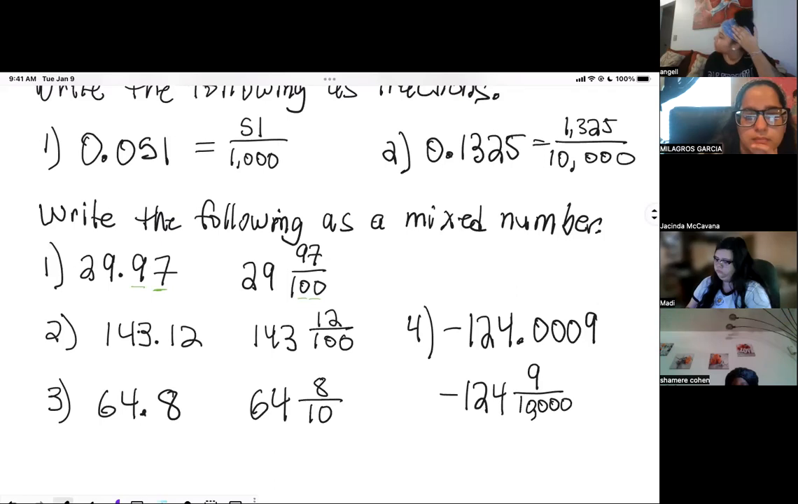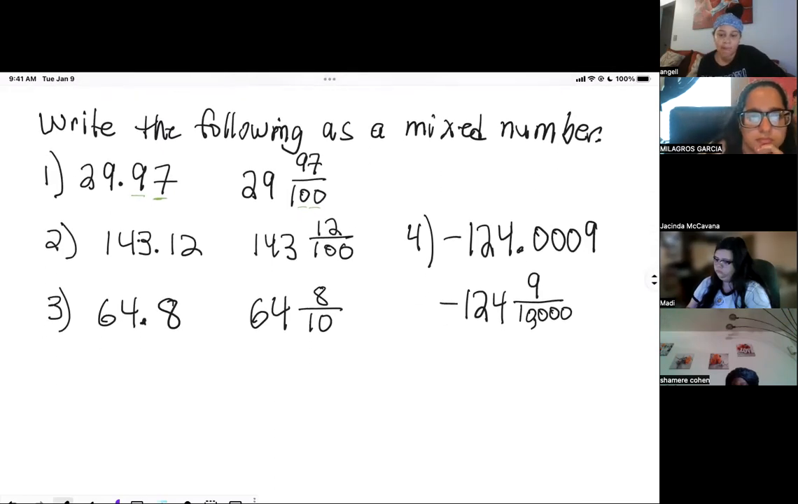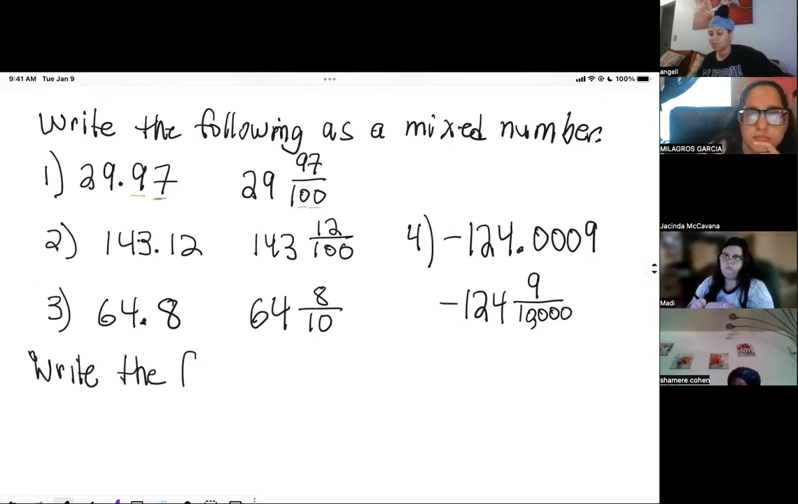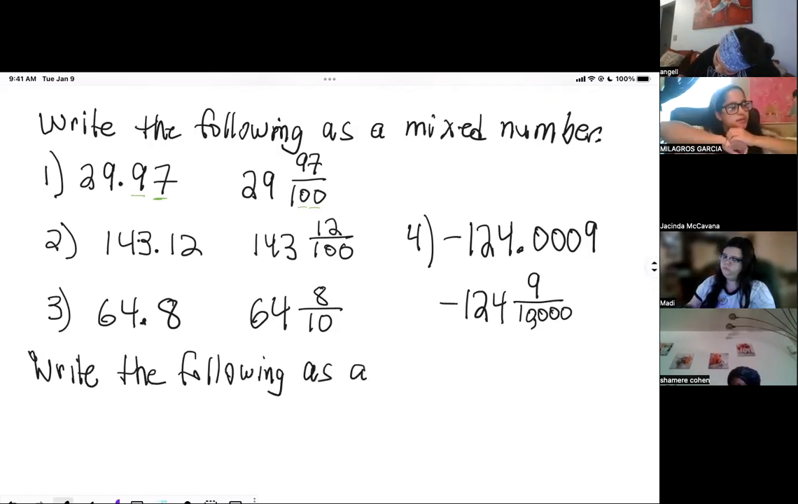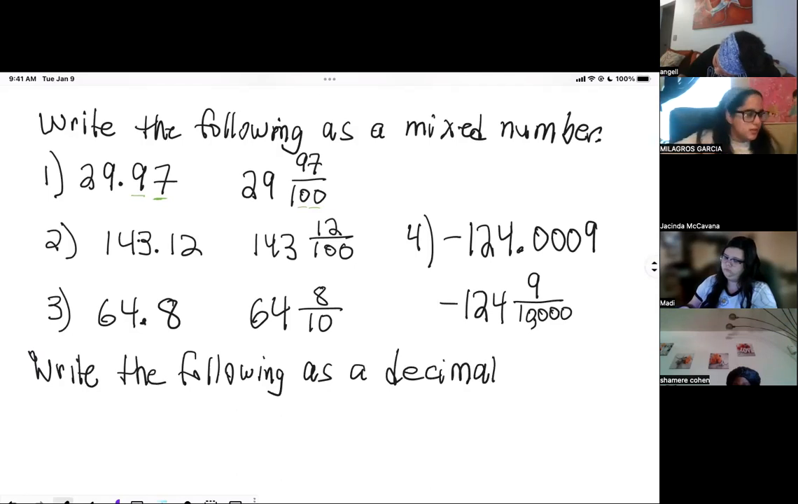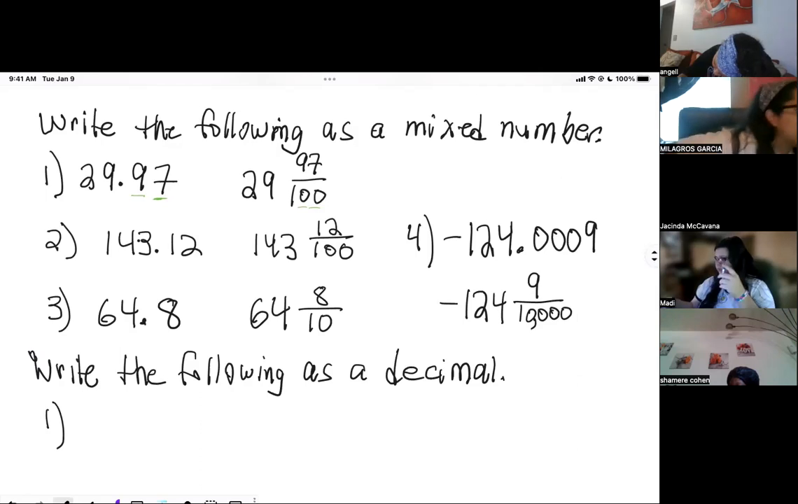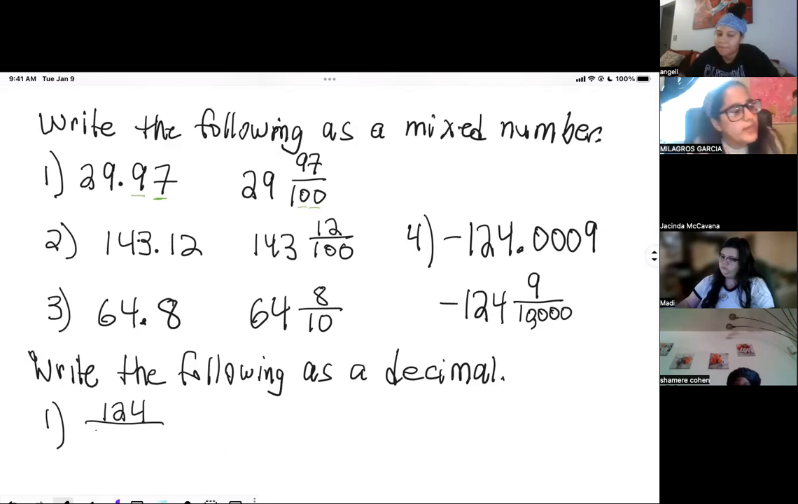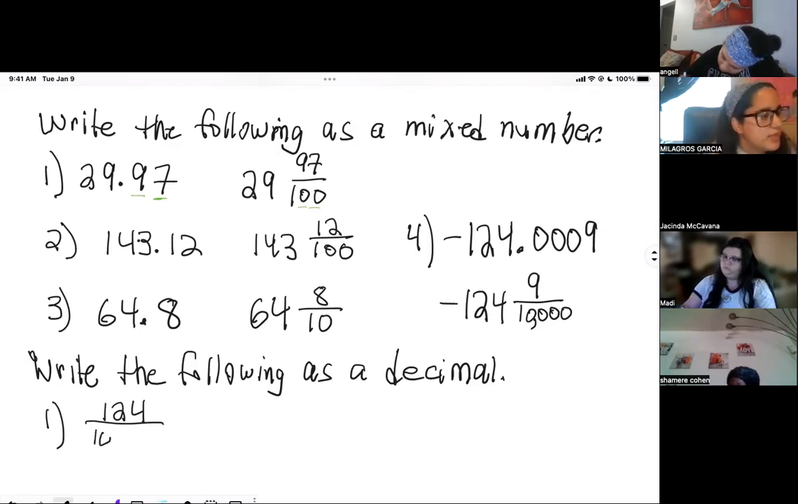Now, that being said, you should be able to go backwards too. Like I could write, actually, let me write this, write the following as a decimal. If I write 124 over, oh, this is a good one, 10,000. How do you write that as a decimal?